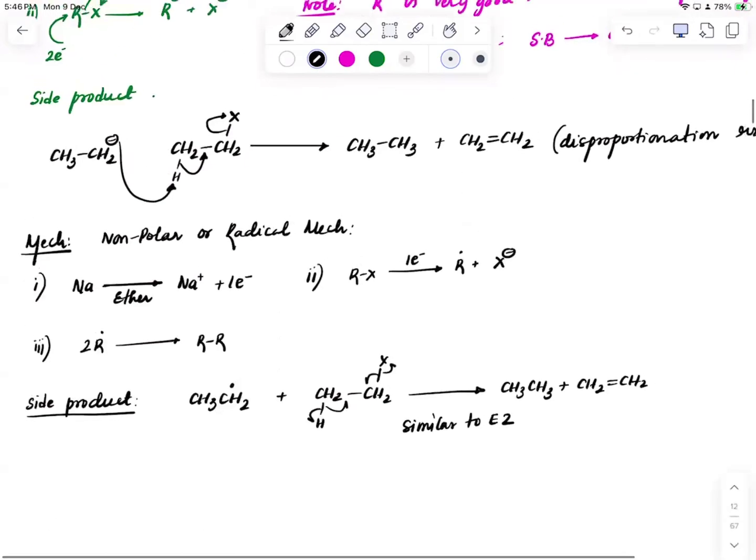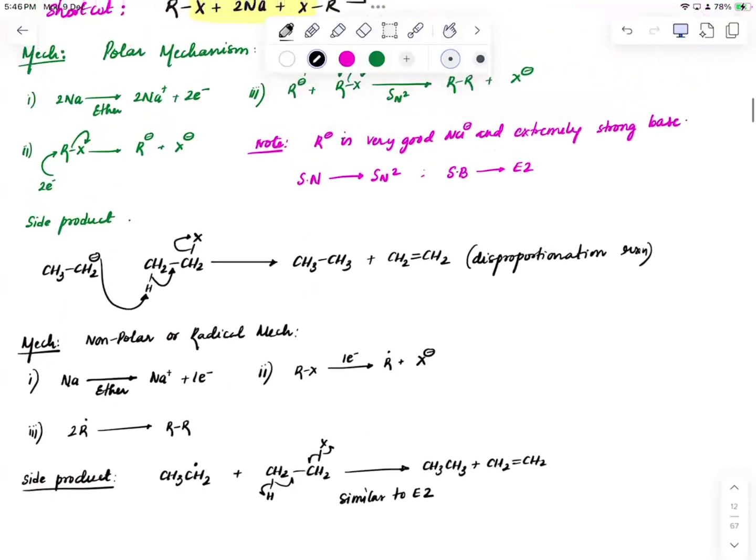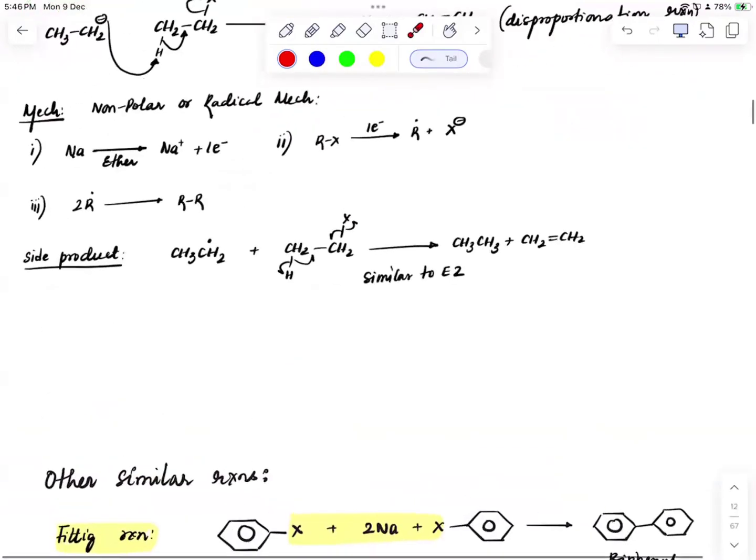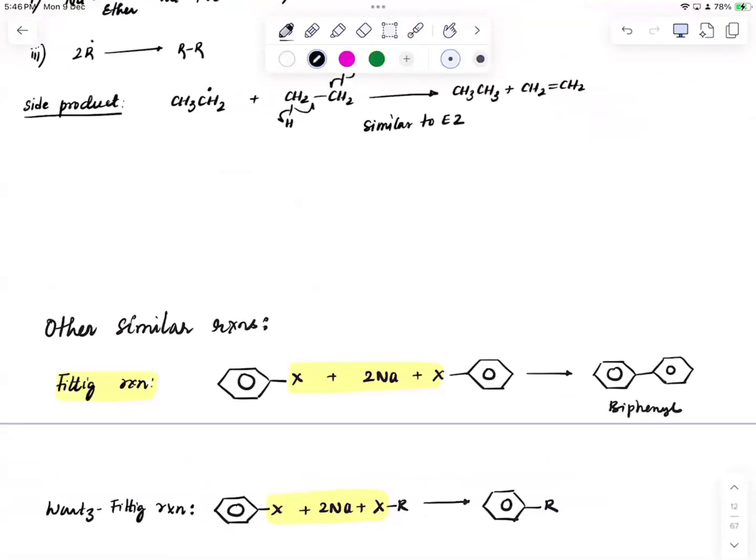What has been noticed is that whether you take a polar mechanism or a non-polar mechanism, everything looks exactly the same. That's why both mechanisms are equally accepted when it comes to Wood's reaction. All right. So you can take any reaction this way and you can find out whatever products you will get. Now notice this example.